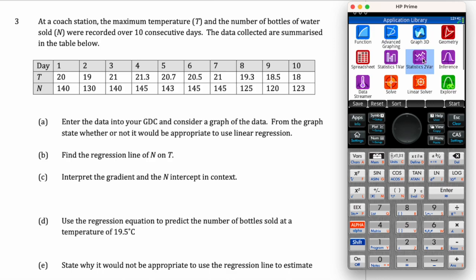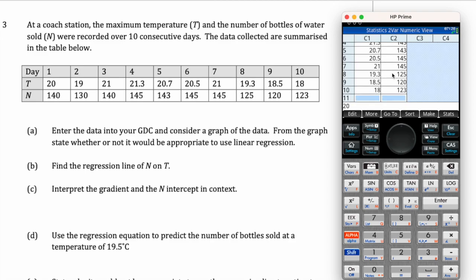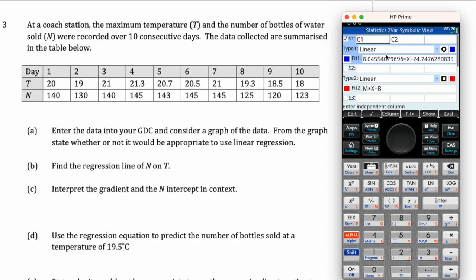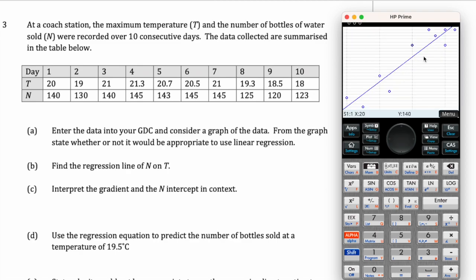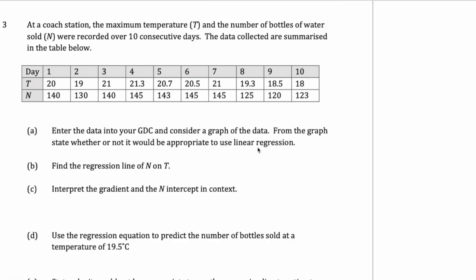Okay, let's look at the next question. Let's type this onto your calculator. So let's clear it and then type in the data. I've got all the data typed in, and we want to see what the graph looks like. So let's go to symbol, make sure everything's okay. We got C1, C2, linear, click plot, and it does look like a linear relationship. If you don't see that, you can go to zoom, auto scale, and it usually gives you a nice picture. So yes, it looks linear, so regression is appropriate.